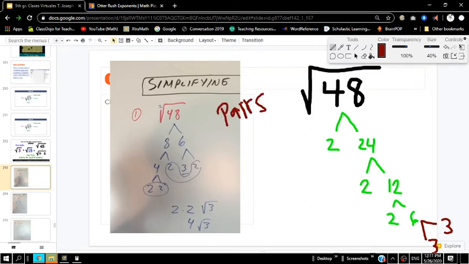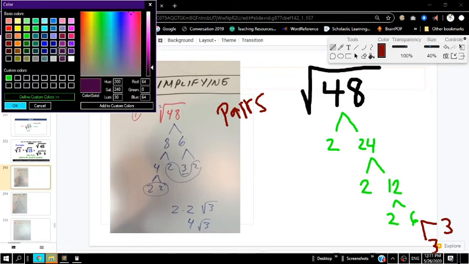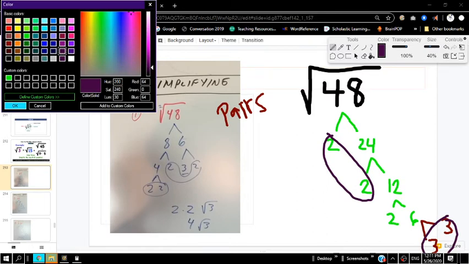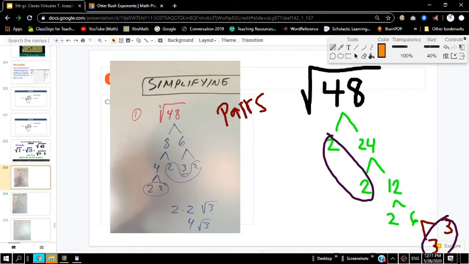If we find the pairs of numbers, I'm just going to circle them in a separate color. We have one pair of 2s, we have one pair of 3s, and then we have this lone number right here, that lone factor, 2. What we're going to do is multiply our pairs.